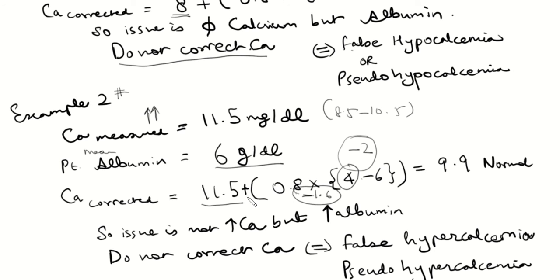So 11.5 minus 1.6 is 9.9. Again, it is between 8.5 and 10.5.